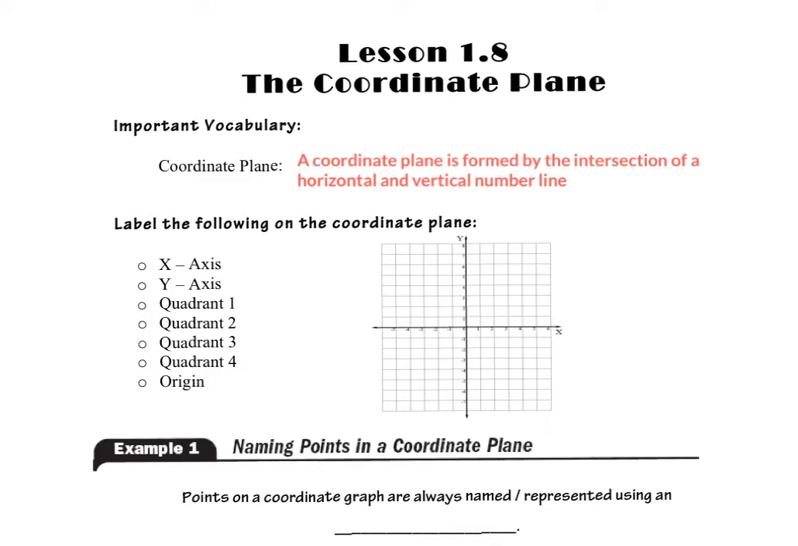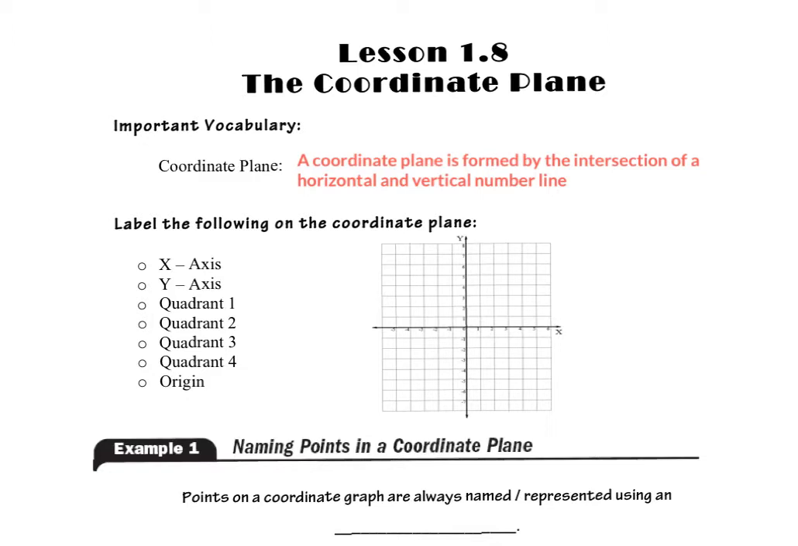So the first thing we need to define is, what is the coordinate plane? A coordinate plane is formed by the intersection of a horizontal and vertical number line. So go ahead and pause the video real quick to make sure you have that definition written down.